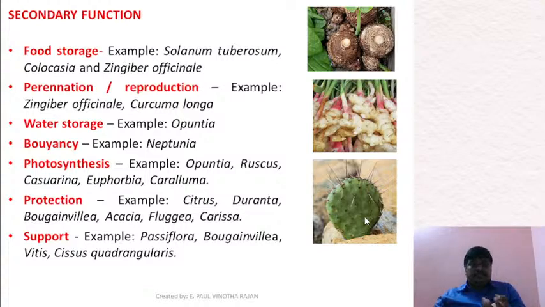Sometimes the stem helps in buoyancy. Buoyancy means floating. For example, Nymphaea or Nelumbo, that is the lotus, are involved in buoyancy, floating. Photosynthesis: see here, the Opuntia stems are green in color, so they do the process called photosynthesis. Protection: the stem sometimes has spines, which help in protection and support. It gives mechanical support. These are all the secondary functions of the stem.